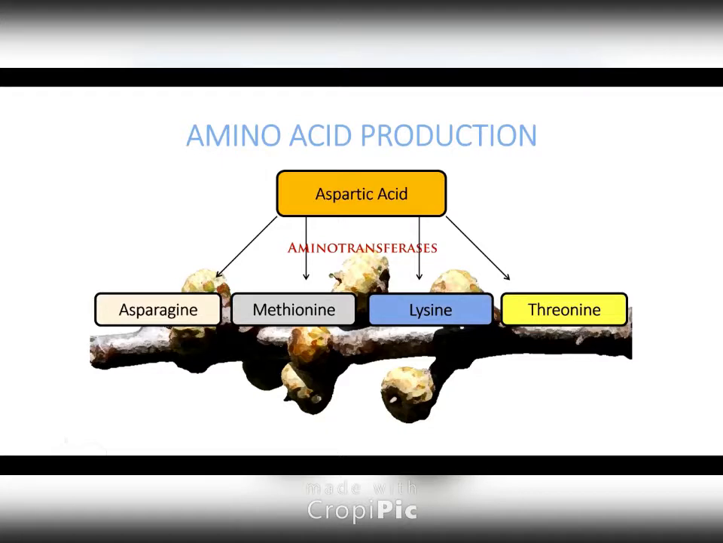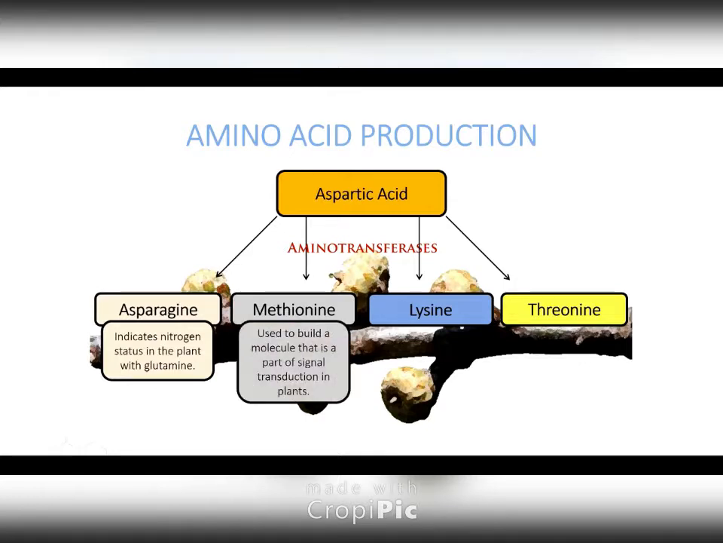Same for aspartic acid. In one step, it can turn into asparagine, methionine, lysine, and threonine, and then some of these amino acids can turn into others. So again, it indicates nitrogen status in the plant with glutamine. There's a balance there. Great, okay? But we're not going to apply it, and we're going to let the turf decide if it needs it.